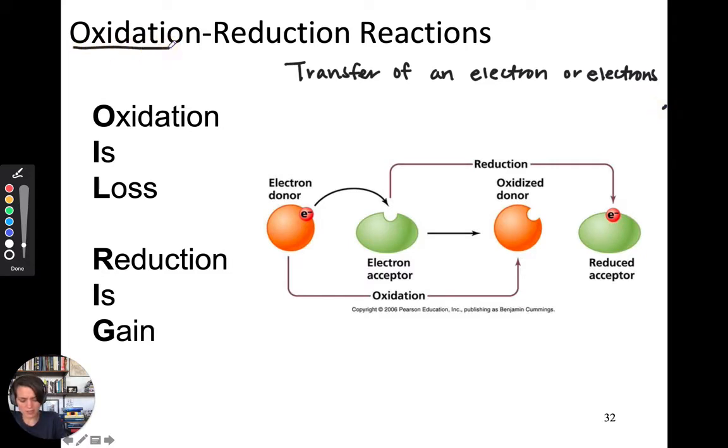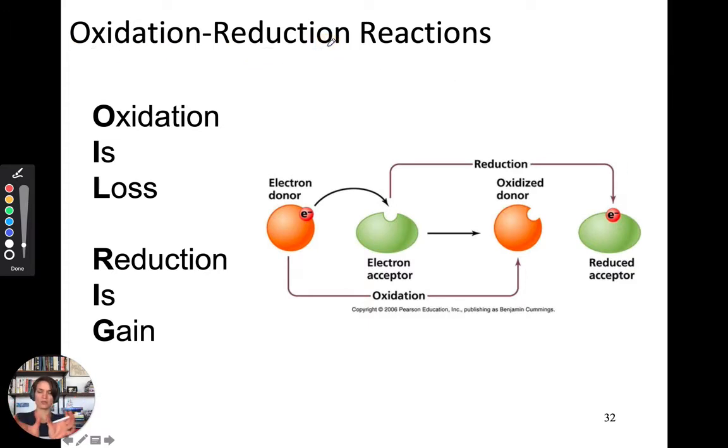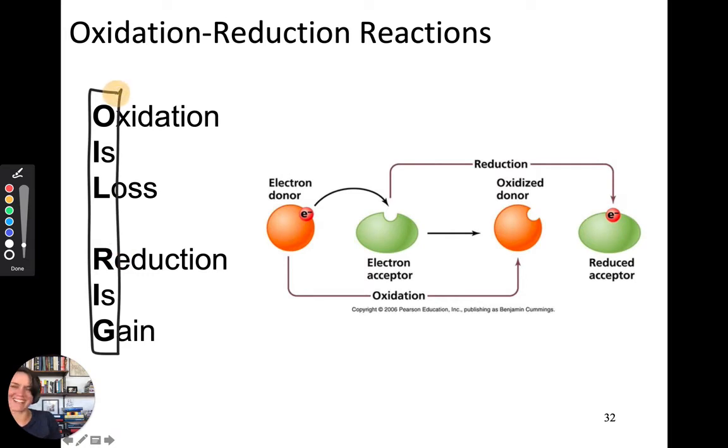Now we call them oxidation reduction because those two things are always going together. So oxidation is reflecting the loss of an electron, and reduction is the gain of an electron. So remember, matter is neither created nor destroyed. It is just being transferred from one form to the other. In this case, it is being transferred from the species that is oxidized to the species that is reduced. Right, so we have this nice mnemonic to use: OIL RIG. So oxidation is loss, reduction is gain.